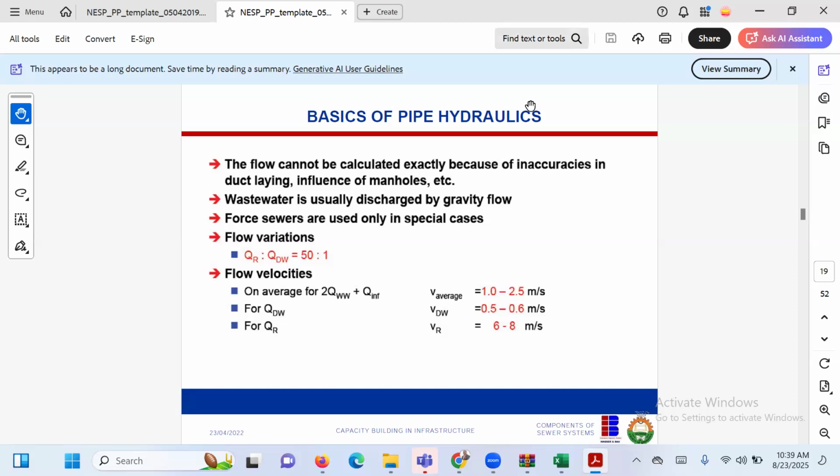Okay, so when you see WW, it means wastewater flow. All right. When you see QDW, it means dry weather flow. And when you see QR, it means runoff.